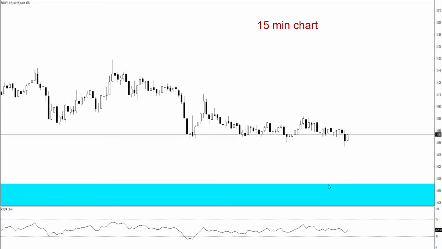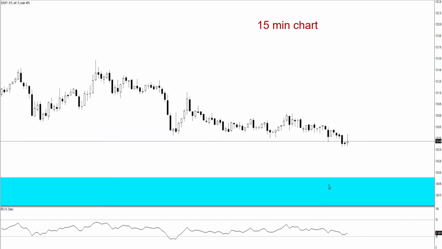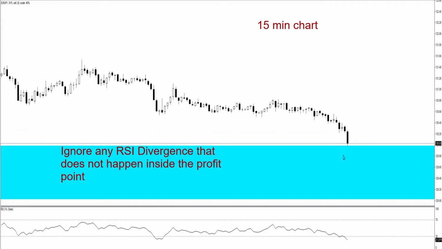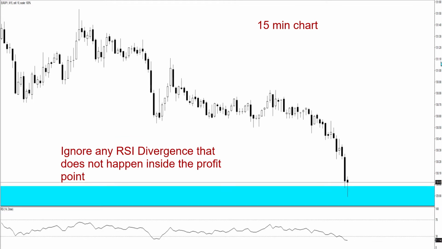As we are waiting, we're seeing divergence, we're seeing possible entries, but we don't take these entries. The thing is, we are waiting for the first point of contact. We're waiting for price's first contact with the profit point, and it happens right here. And it creates a low.